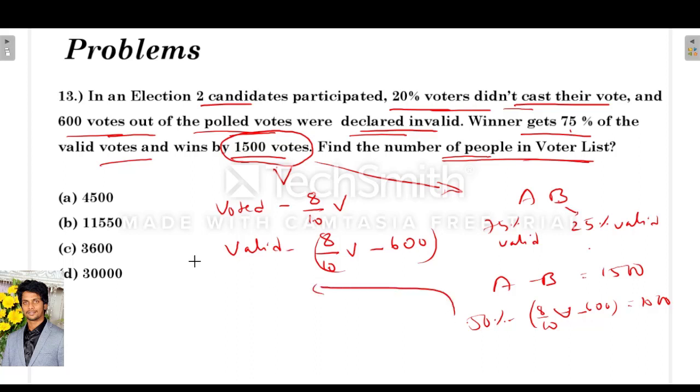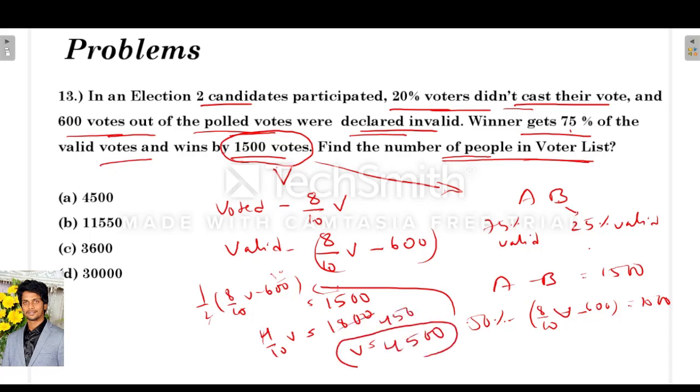So if we solve this, what can it be? So 1 by 2 into 8 by 10 V minus 600 is equal to 1500. So this is 4 by 10 V minus 300 is equal to 1500. So if we bring 300 here, it is 1800. So V is 4500. So like this, if we solve sequential wise by writing like this, the problems of this kind can be easily solved.